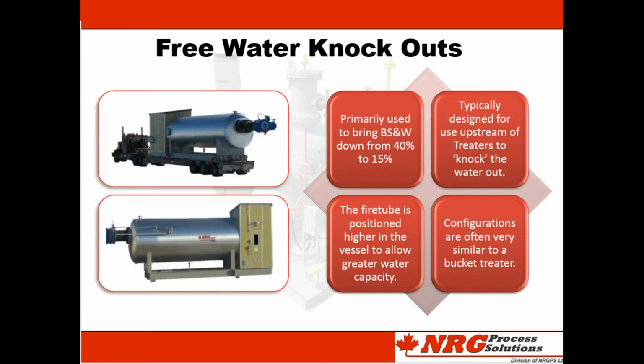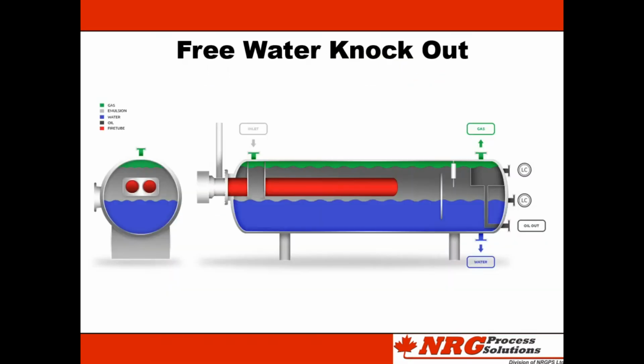Free water knockouts. You can still think of these as a treater, but we call them a free water knockout, FWKO for short, because they are primarily used upstream of treaters to get rid of as much water as possible, aka knock out the free water. The main difference between the FWKO and the bucket treater, which we will discuss next, is the location of the fire tube. As you can see in the diagram, the fire tube is placed higher in the vessel, so there is more room for water.